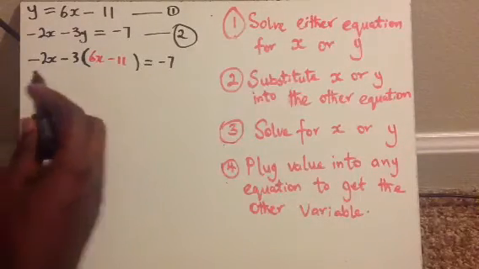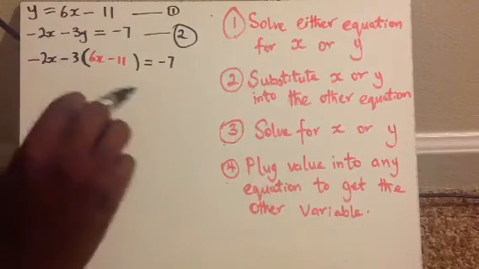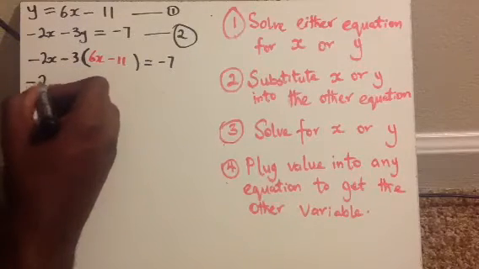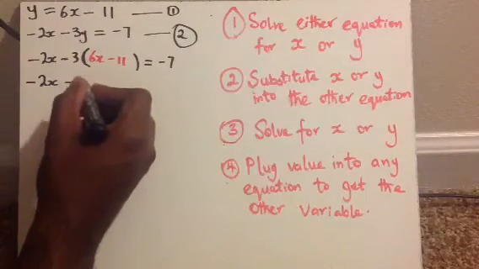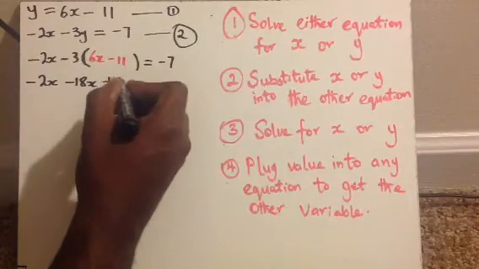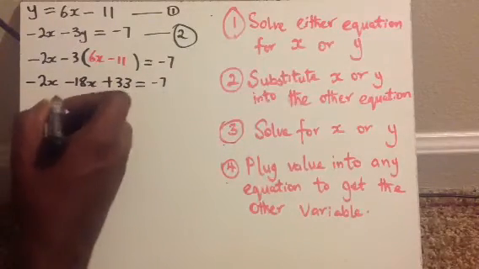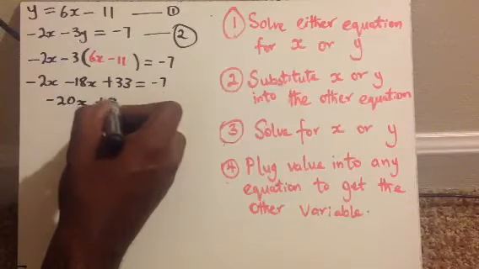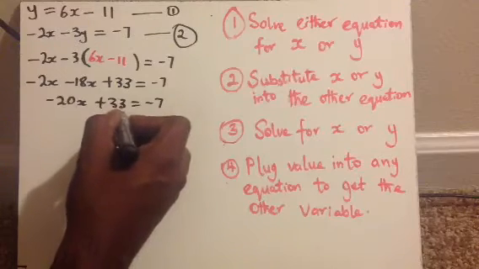In this case, we'll be solving for x. And we do that by distributing the negative 3 into the parentheses to get rid of the parentheses. So we have minus 2x. So minus 3 times 6x will be a minus 18x. Then minus 3 times minus 11 will be a plus 33. And that's equal to minus 7. Then when we collect like terms, we'll have minus 20x plus 33 equals minus 7. And we'll subtract 33 from both sides.